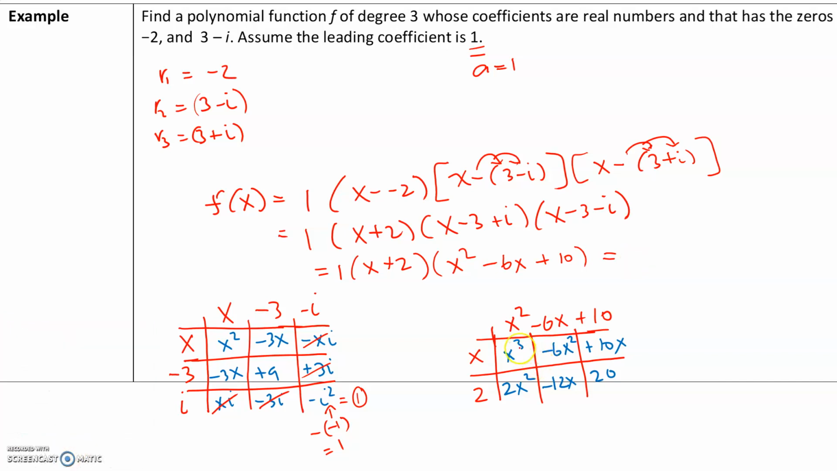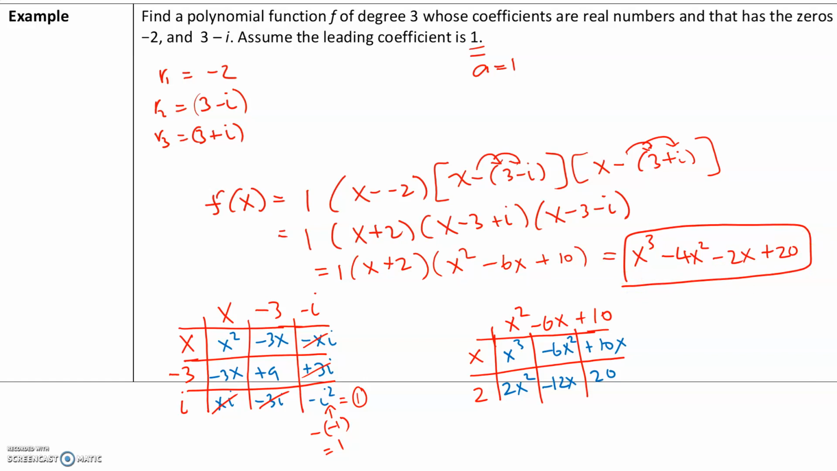All right, now let's combine our like terms. So we have just 1x cubed. We have a negative 6x squared and a 2x squared. That's going to give you a negative 4x squared. We have a negative 12x and a 10x. That's a negative 2x. And then finally, we have a positive 20. And this becomes our answer.